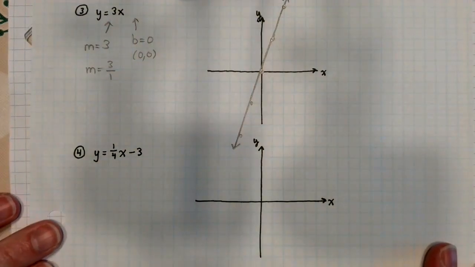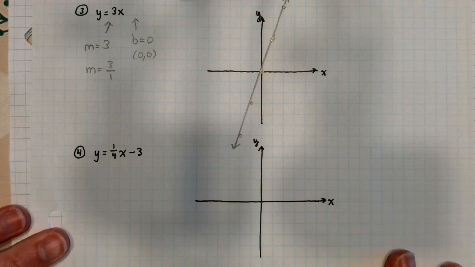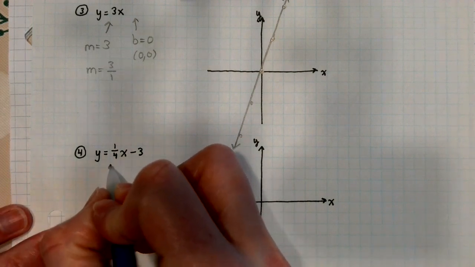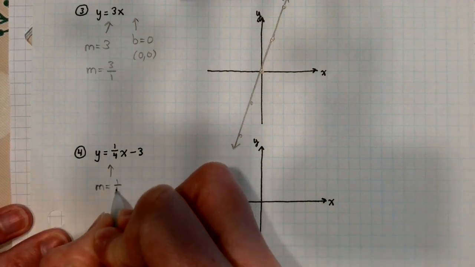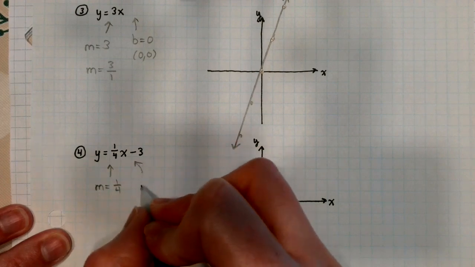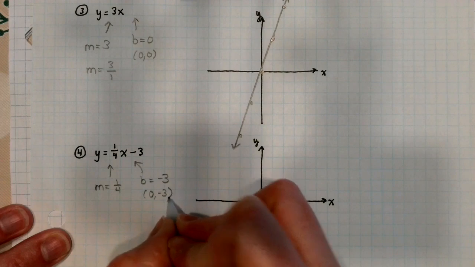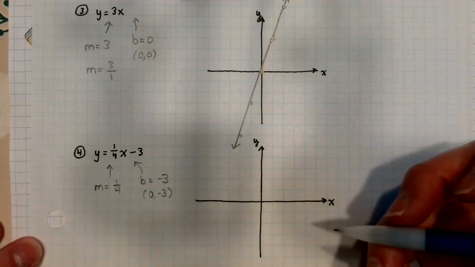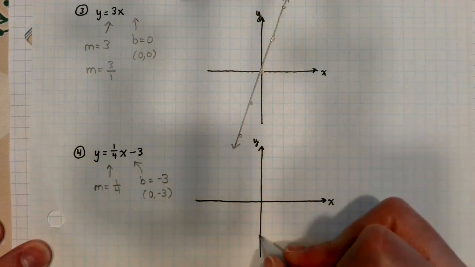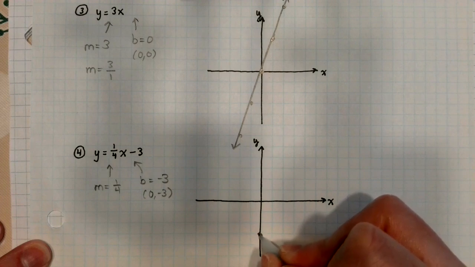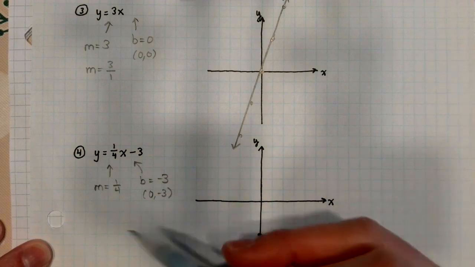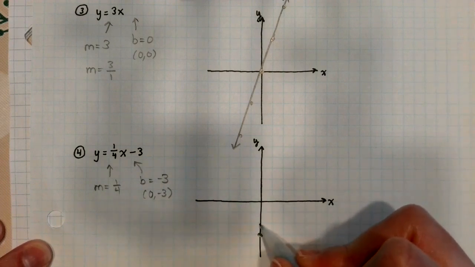For our last example, we have y equals 1/4 x minus 3. So in this case, m is equal to 1/4. Our y-intercept is b equals negative 3. So again, that's the point (0, negative 3), because again, the y-intercept occurs when x is 0. So we're going to go down to negative 3. And then we're moving up 1 and then to the right 4.